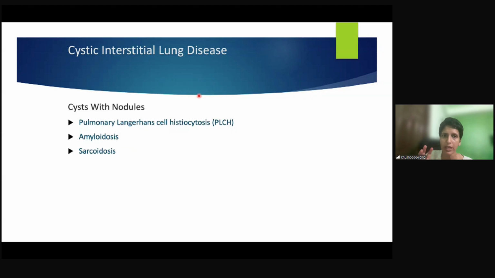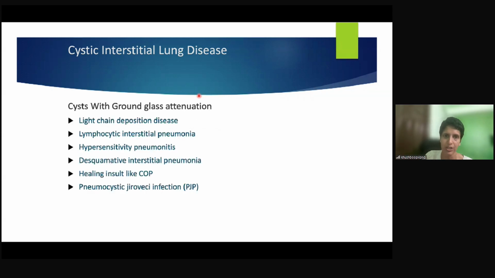Now we talk about interstitial lung diseases with some abnormality in the background. For example, we talked about PLCH, where you see nodules. With amyloidosis, you may see nodules, and with sarcoidosis also, you may see nodules. So when you see cysts with some background abnormality which is predominantly nodular, then these three are our top differentials.